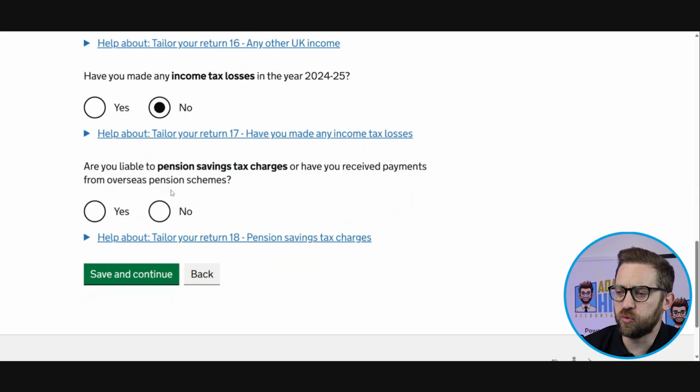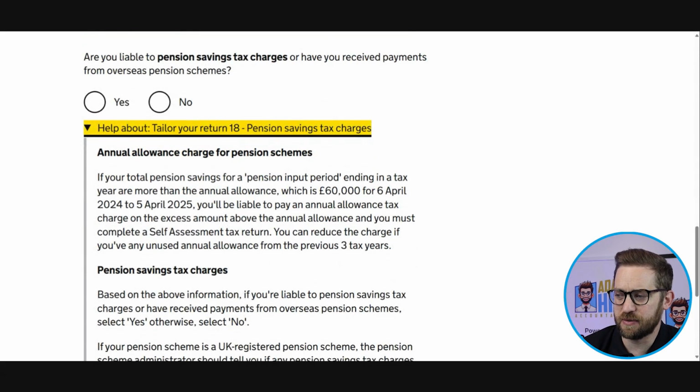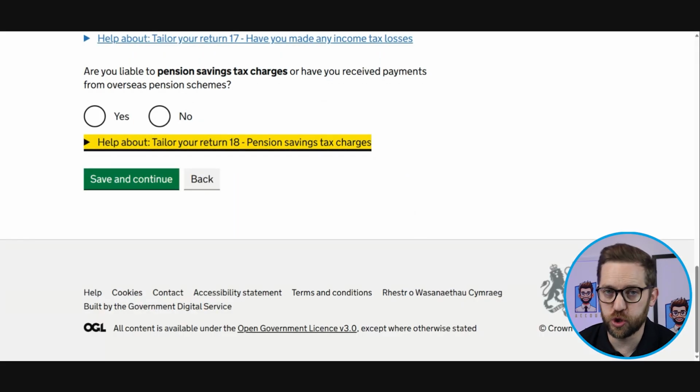Are you liable to pension savings tax charges? If I use the drop down, you can see the allowance was £60,000 for the year. So if you pay more than that into your pension scheme, then you may have to pay a charge, as pension contributions are restricted due to the generous tax relief that you get from them.